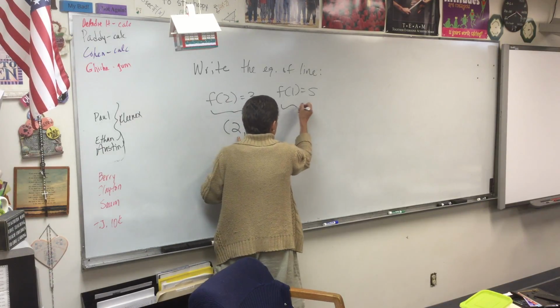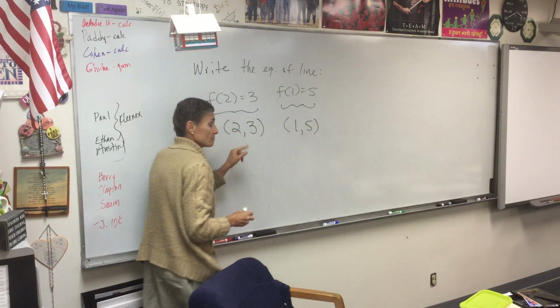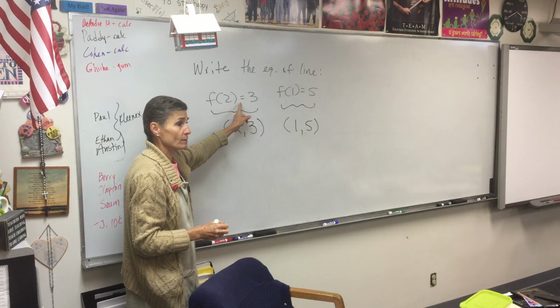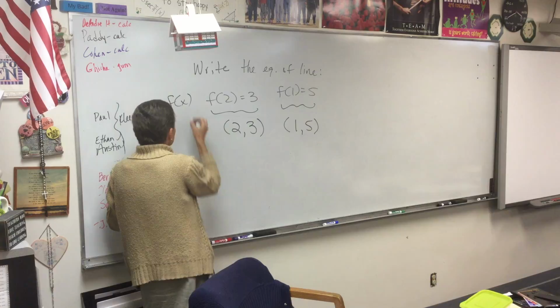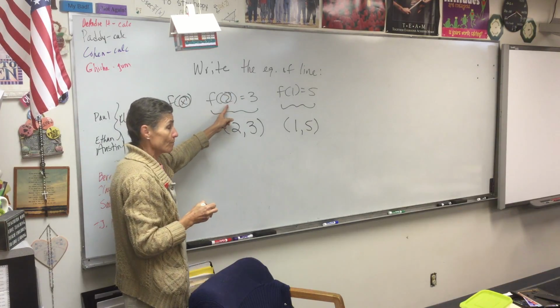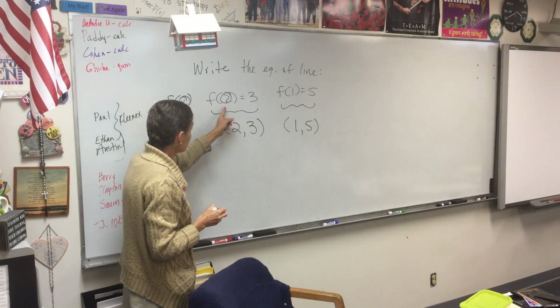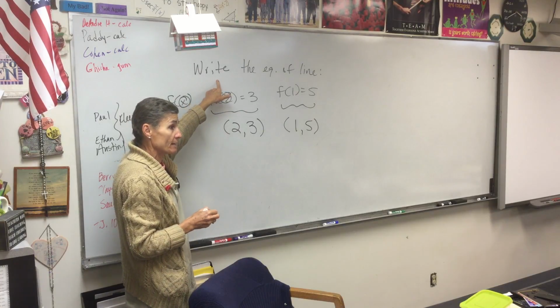This is just a fancy way of saying (1, 5). Now, I don't want you ever to get those numbers turned around. Remember, when you write a function, it's f of x. The x is the 2. F of x, x is the x value. Okay? So this is (2, 3), that's (1, 5), and you're going to write the equation of the line.